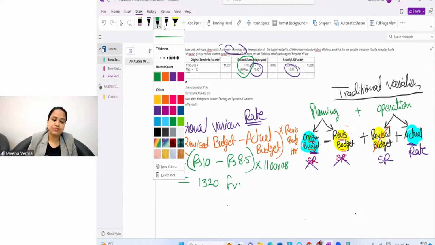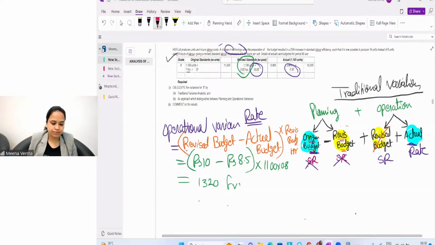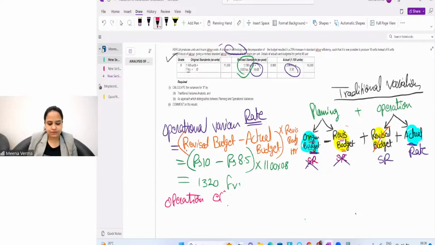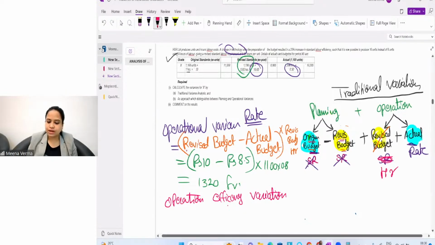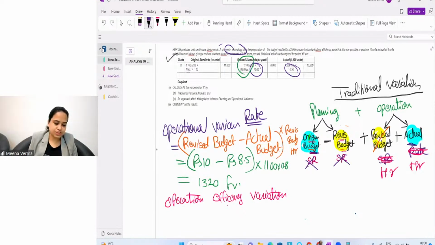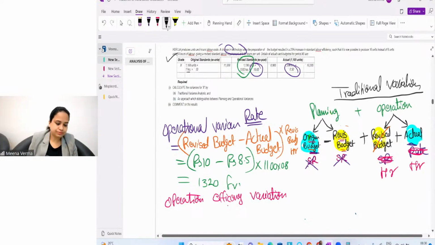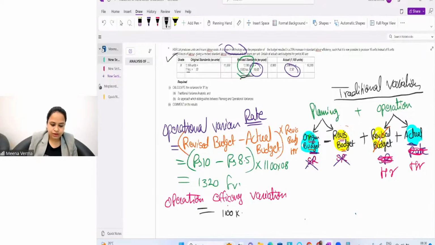Now let's see operational variation, efficiency variation. Operational efficiency variation, how can we calculate it? For efficiency variation, we have to check revised budgeted hour minus actual hour. We will see hours now. So what was your revised budgeted hour? Revised budgeted hour was this, 1100 into 0.8. This was my revised budgeted hour.